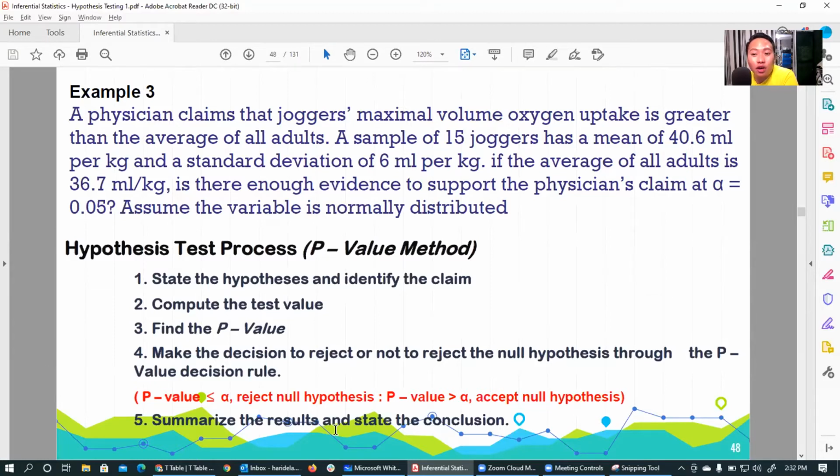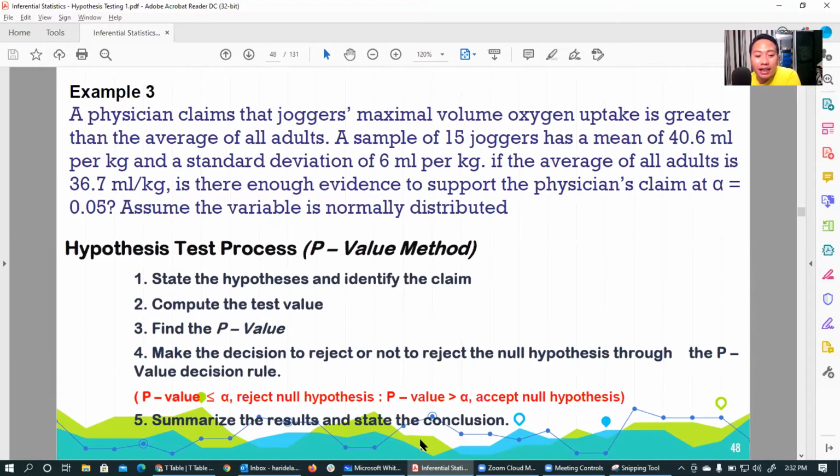So even though it's not specified as a sample standard deviation, that standard deviation of 6 is already coming from the sample of 15 joggers. So this means to say that this is a t-test.